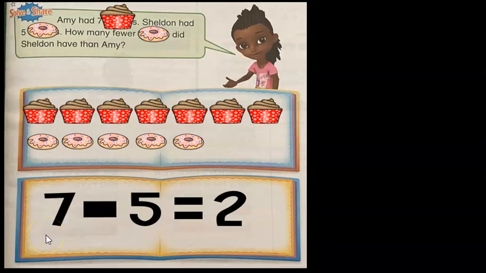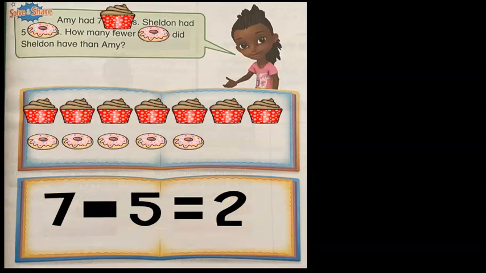Now, look right here at our math equation. Here's our subtraction equation. Remember, the biggest number always goes up front. This 7 represents the 7 cupcakes that are up here. This 5 represents the donuts that are right here. 7 minus 5 equals, because look, we have 2 that are left over. There's no donuts at the bottom, so therefore our answer is going to be 2. So 7 minus 5 equals 2.